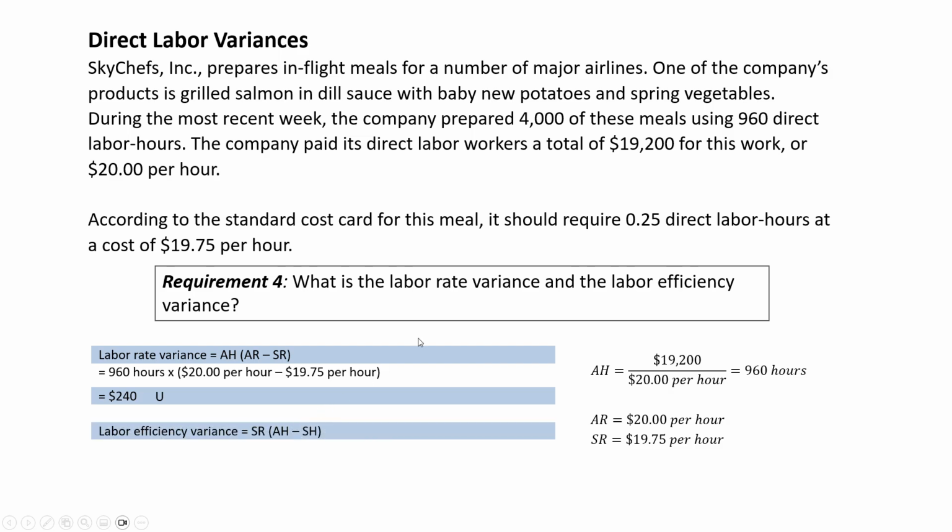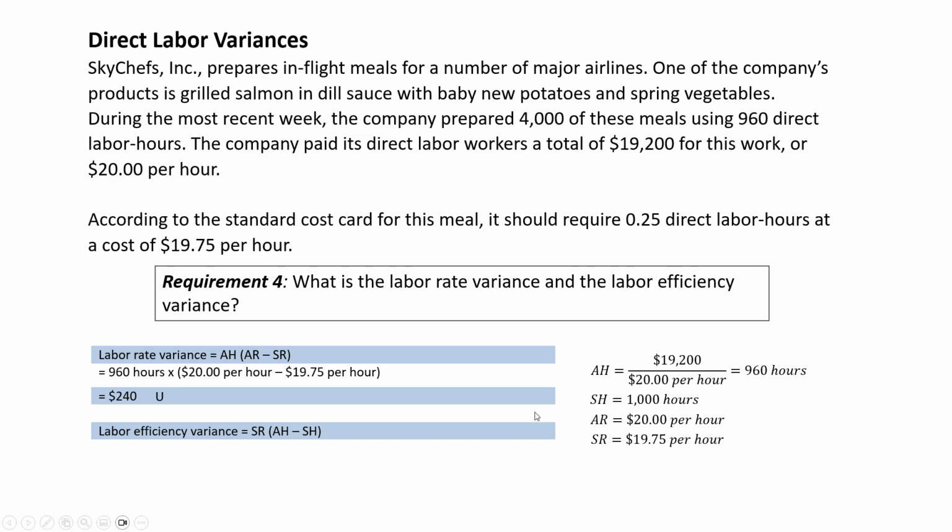And again, we're going to call it something slightly different, and we're going to call it the labor efficiency variance instead of the quantity variance. Again, tweaking our material formula a little bit. Standard rate times the difference between the actual hours and the standard hours. Again, good news, we already have most of this information. The standard rate is $19.75. The actual hours are 960. The only additional thing that we needed is what were the standard hours we thought we needed.